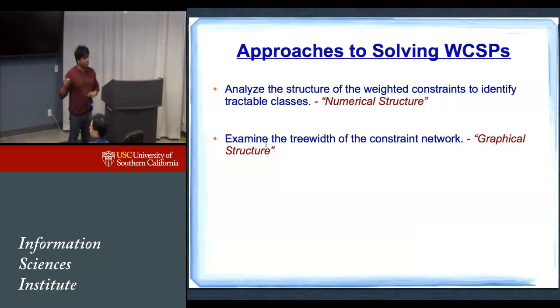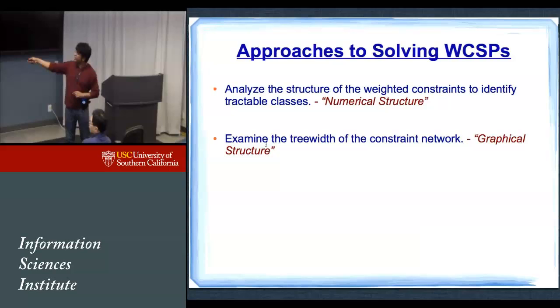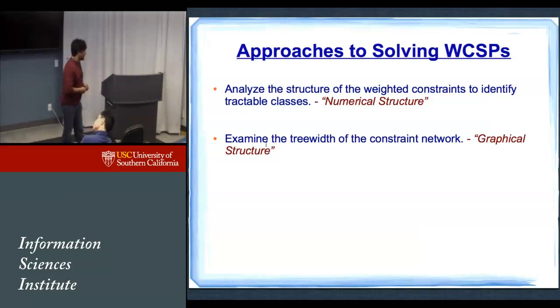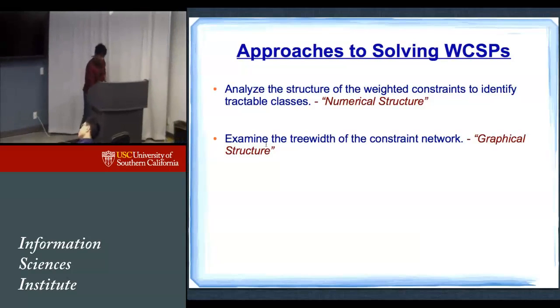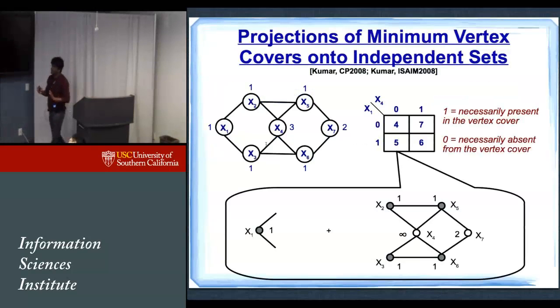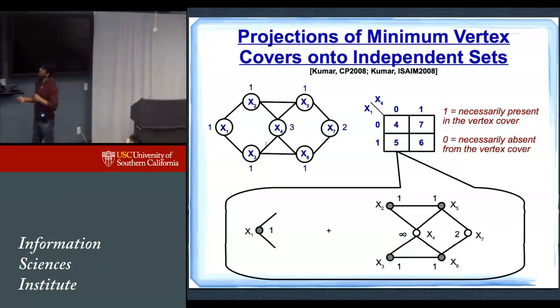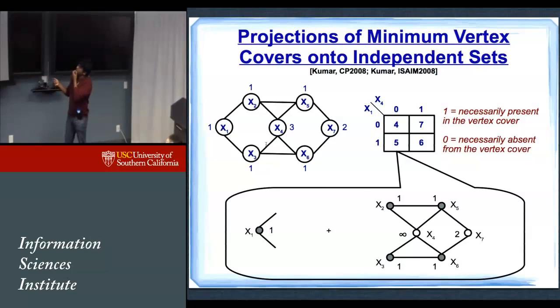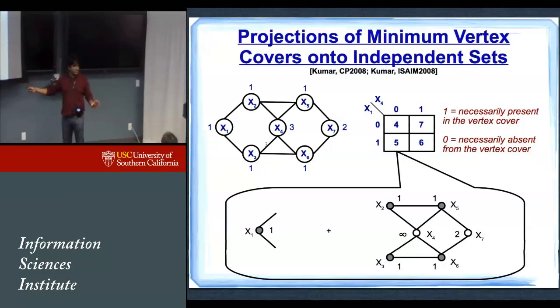But I'm going to show you this unifying framework that not only unifies the graphical structure and the numerical structure, but also is a very local approach, right? The idea is to begin with this graph theoretic notion of the projections of minimum vertex covers onto independent sets. So this is a concept that I'm going to speak about. You have to bear in mind this problem that we originally had about reasoning about weighted CSPs. But here I'm just giving you a graph theoretic concept of projecting the minimum vertex cover onto an independent set.